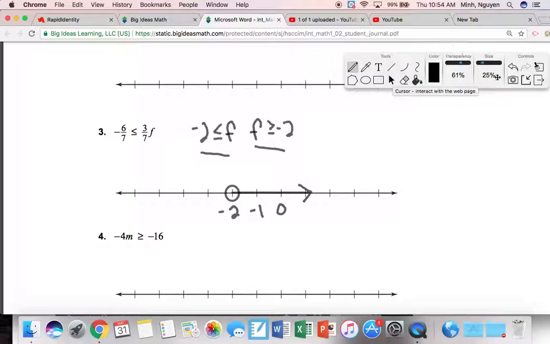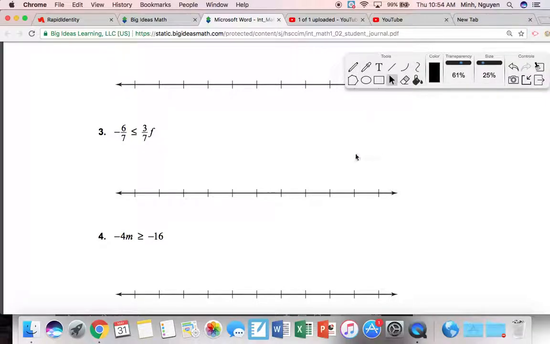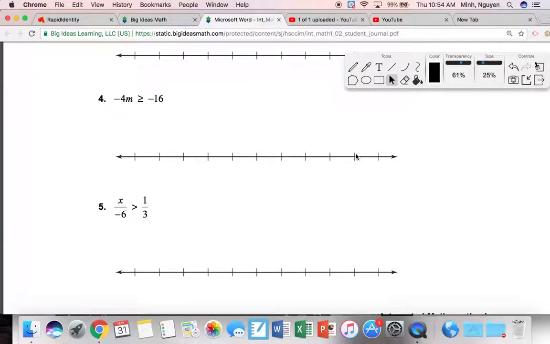Okay, moving on to number 4. Number 4, negative 4m is greater than or equal to negative 16. So in this case, I will have to divide by negative 4. And the number I am dividing by is negative. So in this case, I will go ahead and swap that inequality sign to a less than. Negative divided by negative is a positive. So I got 4, 5.